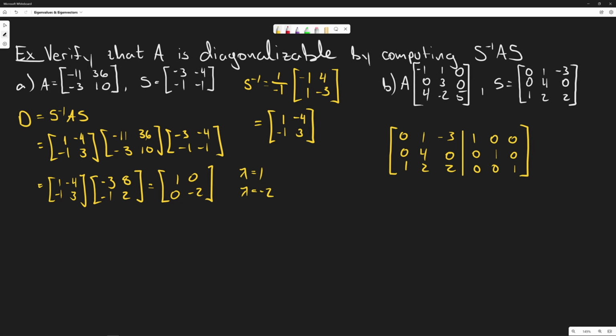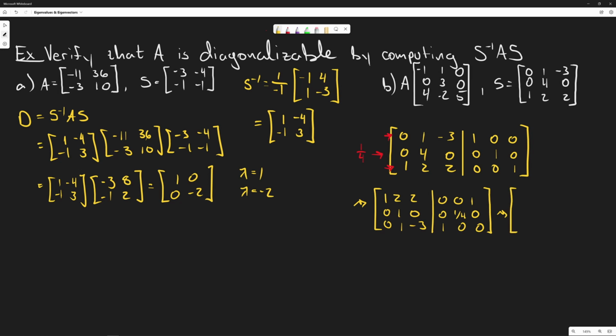What we can do is divide this part by 1/4, or divide it by 4. And then what we can also do is switch the first row and the third row. So that will give us 1, 2, 2, 0, 1, 0, then 0, 1, -3. And so this would be 0, 0, 1, 0, 1/4, 0, 1, 0, 0.